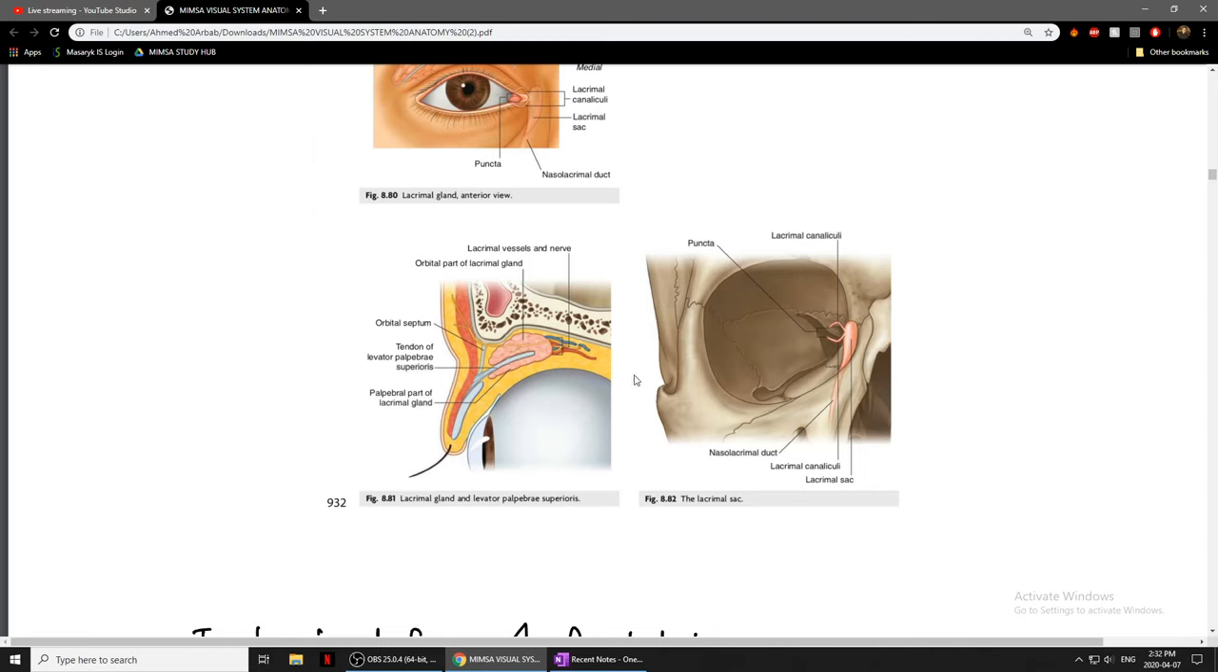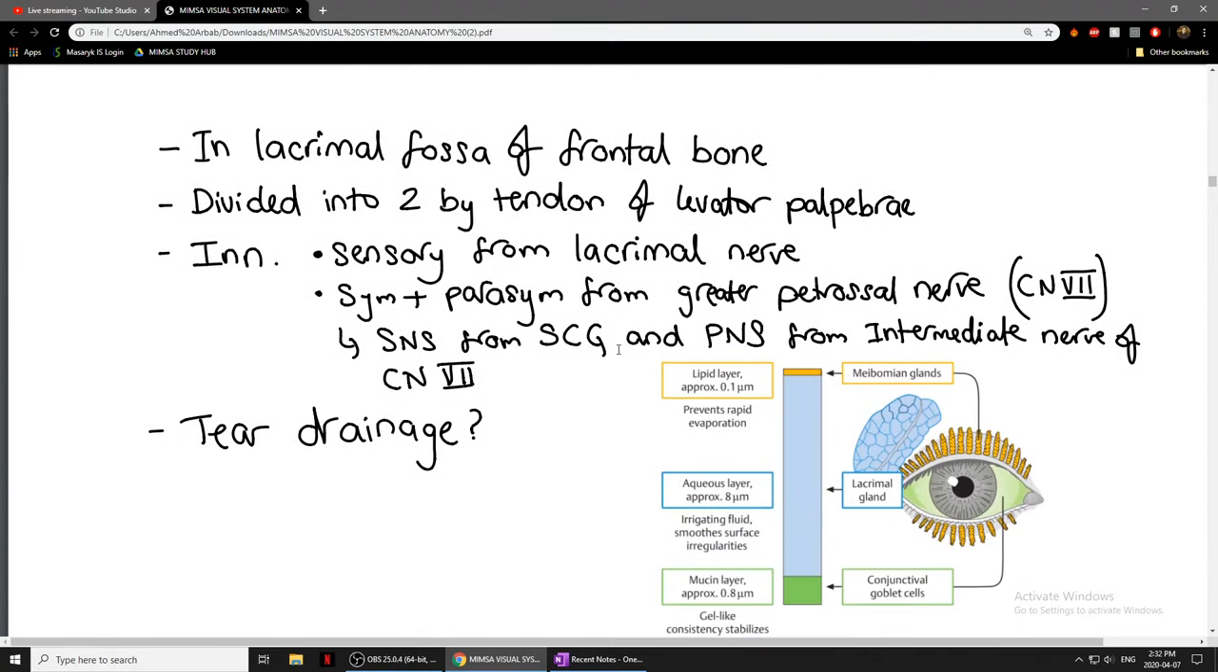I guess that's it. We can just talk a bit about the innervation. Sensory innervation of the lacrimal gland is by the lacrimal nerve, and we talked about that. We said that it was a branch of cranial nerve V1. V1 is the trigeminal nerve, first branch, which is the ophthalmic nerve. So the lacrimal nerve provides sensory innervation to the lacrimal gland, and it is a branch of the ophthalmic nerve, which is a branch of the trigeminal cranial nerve.